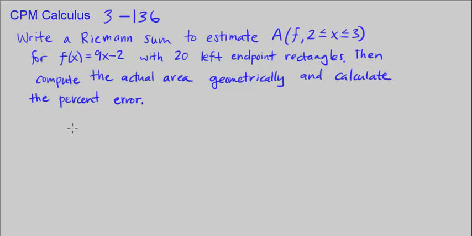So the Riemann sum, remember, let's just sketch this quickly. Here's a graph, right? f of x is just a line with the y-intercept of -2 and the rise over the run, the slope, is 9. So it's going to be going up really steep, steeper than that. So this is x and y. But let's just say this is 1, 2, 3. So we're between 2 and 3.